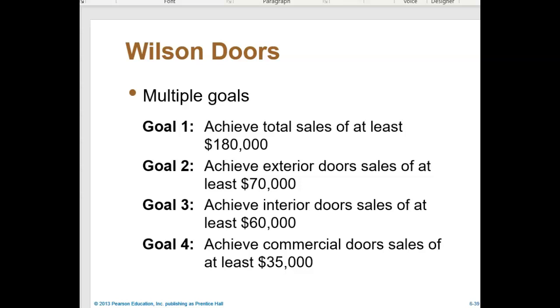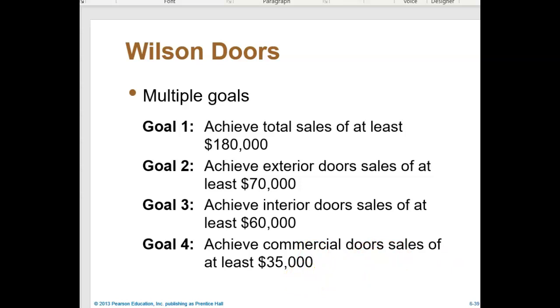These goals are what you see on your screen right now, and we just went over them. Goal 1 is to achieve total sales of 180. Goal 2 is to achieve individual exterior door sales of at least 70,000, interior door sales of at least 60,000, and commercial door sales of at least 35,000.